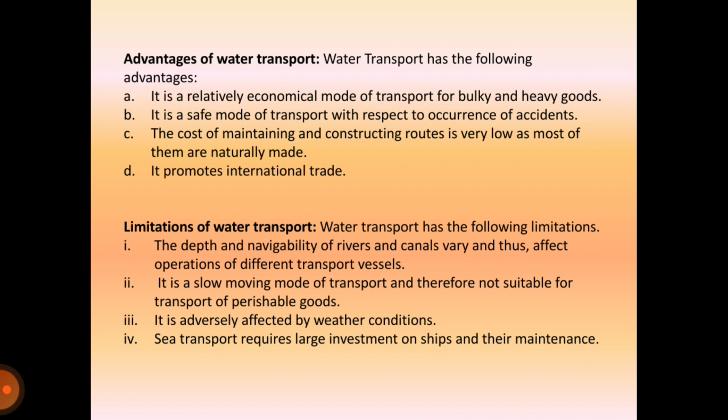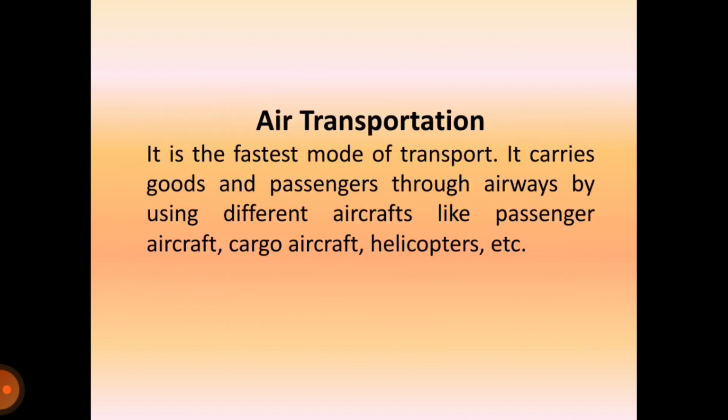The depth and navigability of rivers and canals vary and thus affect operations of different transport vessels. It is a slow moving mode of transport and therefore not suitable for transport of perishable goods. It is adversely affected by weather conditions. Sea transport requires large investment on ships and their maintenance. Air transport. It is the fastest mode of transport. It carries goods and passengers through airways by using different aircraft like passenger aircraft, cargo aircraft and helicopters, etc.